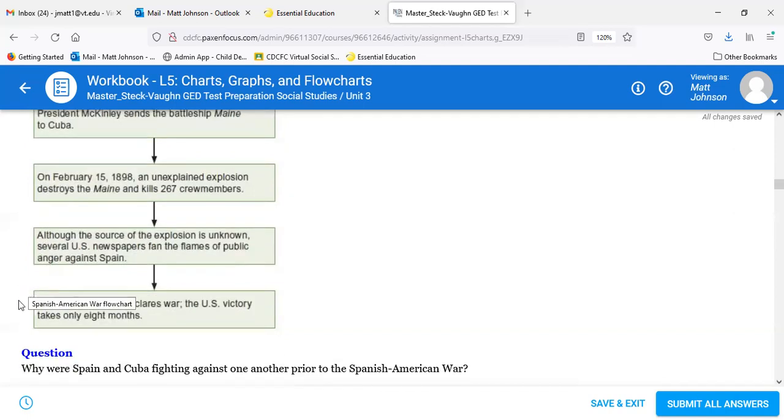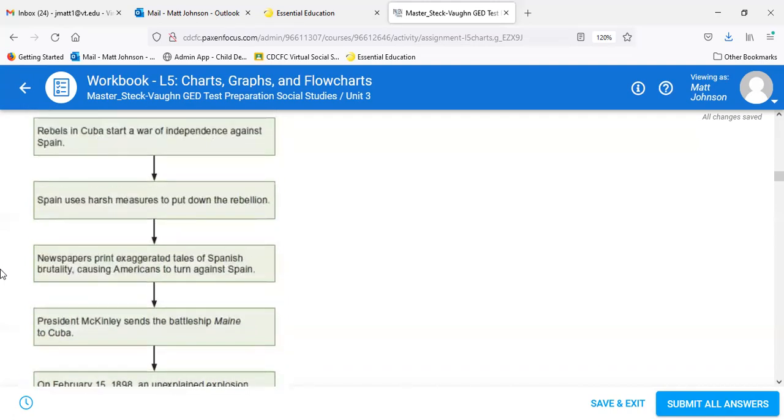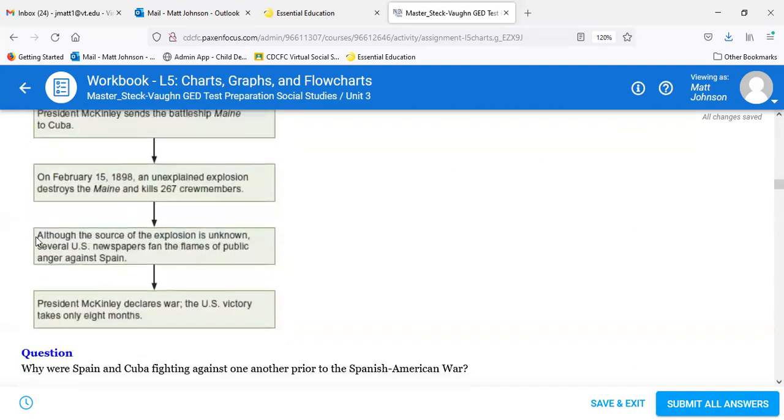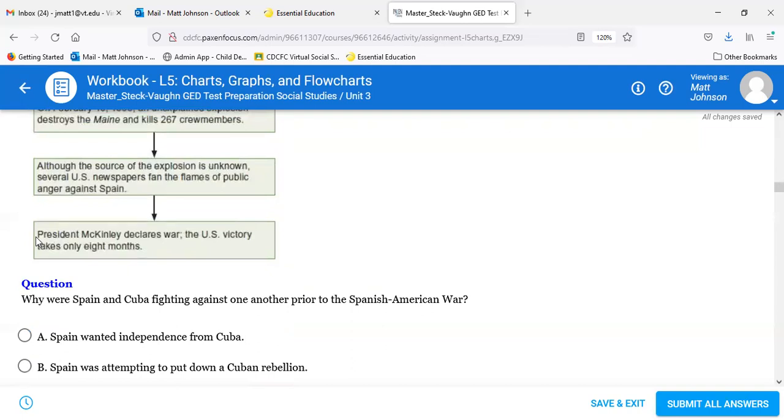And then, although the source of the explosion is unknown, several U.S. newspapers fanned the flames of public anger against Spain. So they're printing that Spain had sunk the USS Maine. It's leading to war. And then finally, President McKinley declares war. U.S. is victorious. U.S. victory takes only 8 months. So there's only about 8 months of fighting there. All right, so from our first flowchart box there, where a rebellion starts in Cuba, to the end there where President McKinley declares war and the U.S. wins their war against Spain.